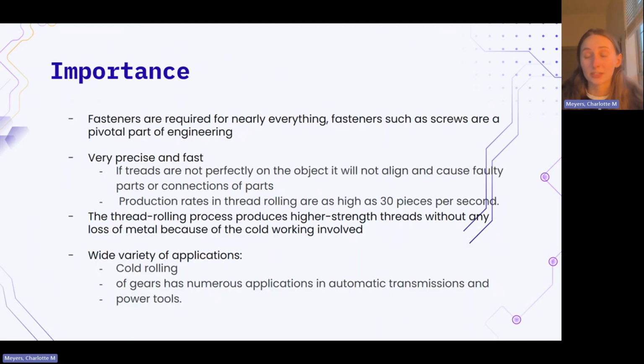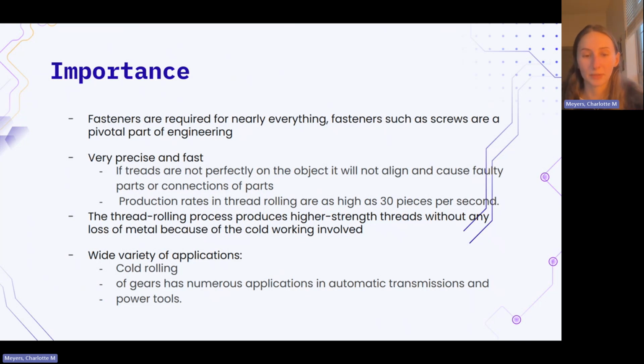This is important because fasteners that have these kinds of threads on them are required for everything. This process is very precise and fast. If threads, or these little grooves, are not perfectly aligned, it will cause faulty parts, so this has to be done with incredible precision. The production rate in thread rolling is as high as 30 pieces per second, so it's a big testament to what we're capable of doing. And like I mentioned on the previous page, the thread rolling process produces a higher strength without the loss of metal. So again, hitting on sustainable manufacturing, we're limiting the waste going on here.